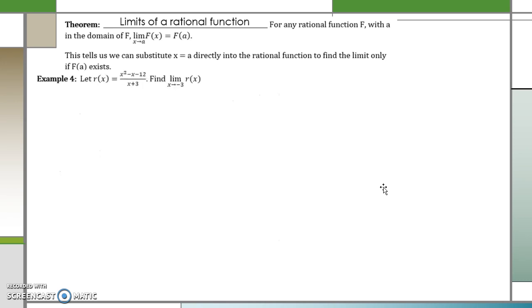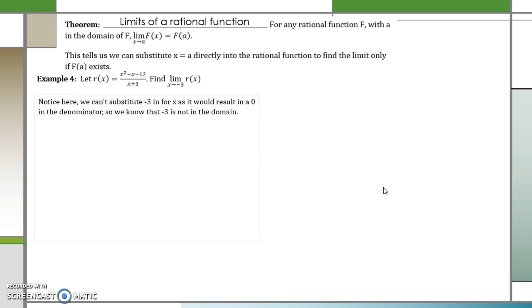Let's find the limit as x approaches negative 3 of the rational function x squared minus x minus 12 over x plus 3. We're running into a problem here because we cannot substitute negative 3 in for x, as it would result in a 0 in our denominator. So f of x does not exist. So we cannot use the rational function rule.